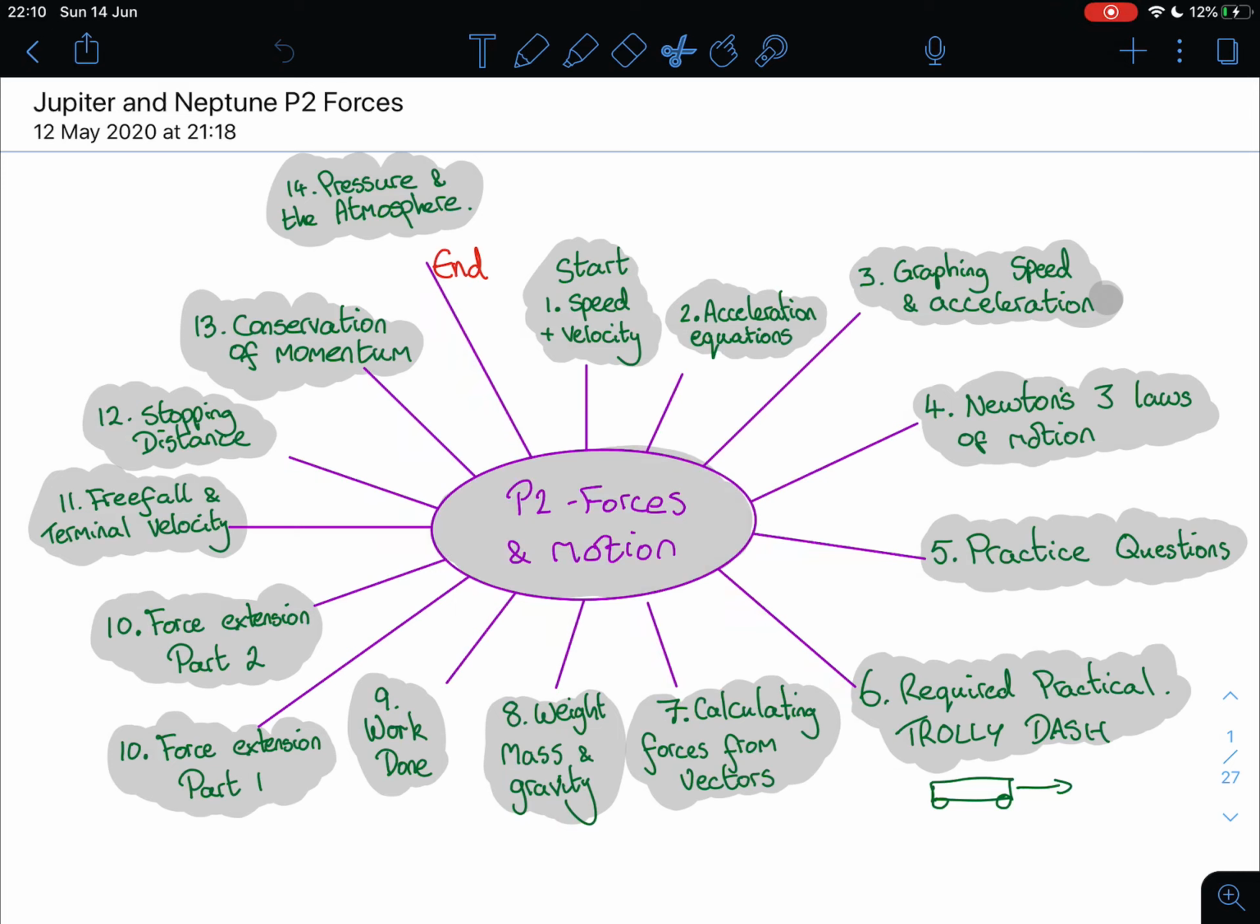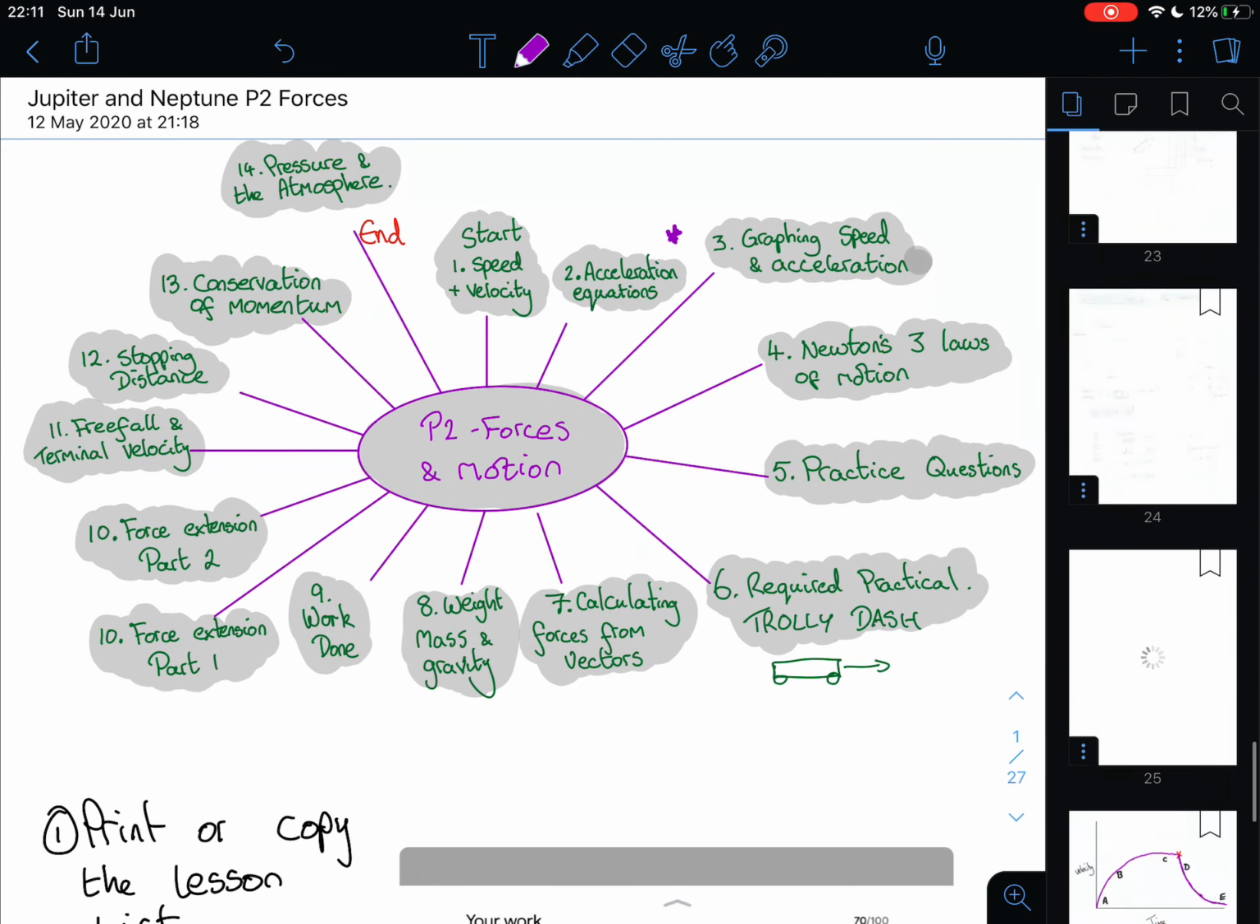Okay, here we go. Lesson 12. So far, we've covered speed, velocity, acceleration, the equations, graphing speed and acceleration, Newton's three laws of motion, trolley dash, the required practical investigating second law of motion, calculating forces from vectors, weight, mass and gravity equation, work done equation, Hooke's law, force extension equations, free fall and terminal velocity, and now we're on to stopping distance. And for this one, you are going to need to have a quick look back at the acceleration equations, as that will help you. So without further ado, let's have a look.